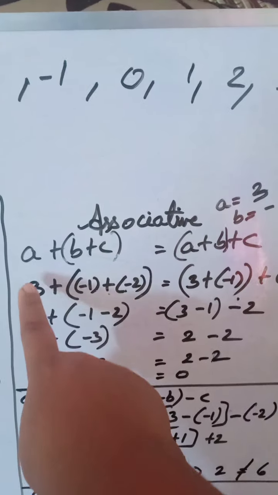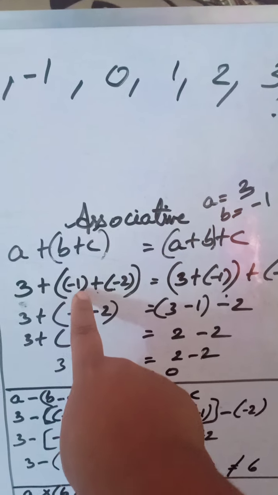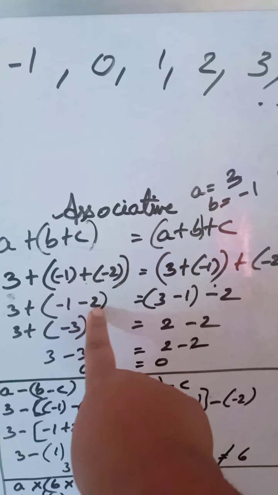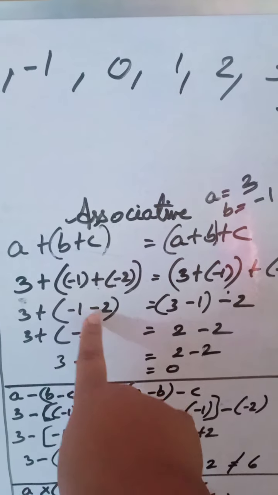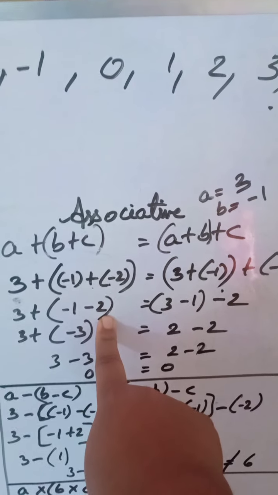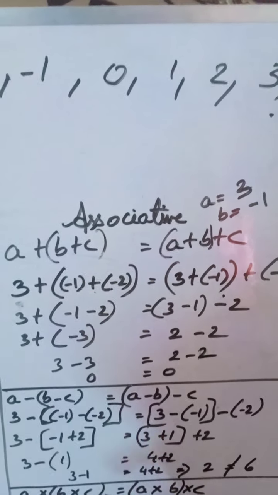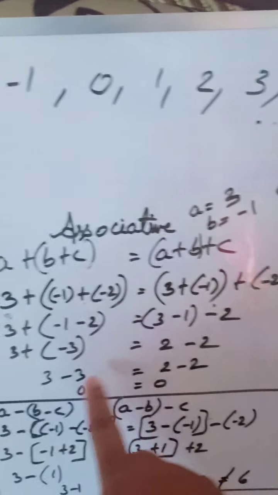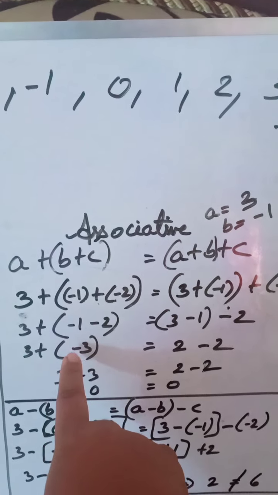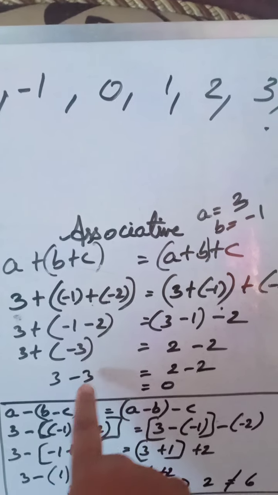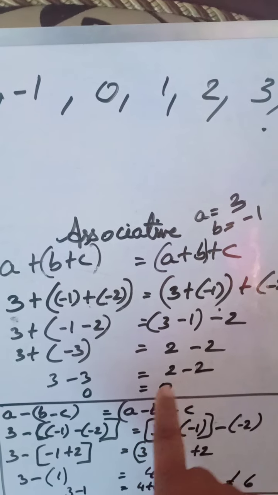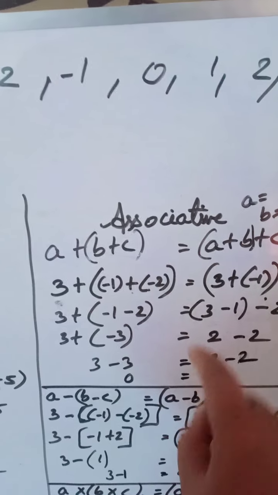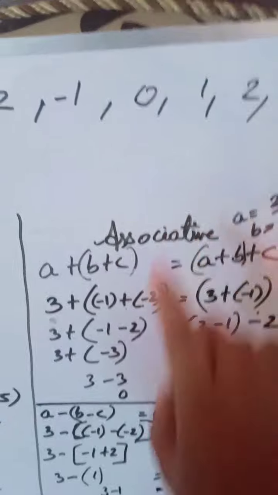If you simplify, see 3 plus, first simplify the bracket, minus 1 plus into minus, minus 2. So 3 plus minus 1 minus 2. Both are negative, so you have to add and put the minus sign. Here 3 minus 1 is equal to 2. Minus 2. 3 plus into minus is minus 3. It is equal to 0. Here 2 minus 2 is equal to 0. So here both the answers are 0. Hence you can say addition is associative.